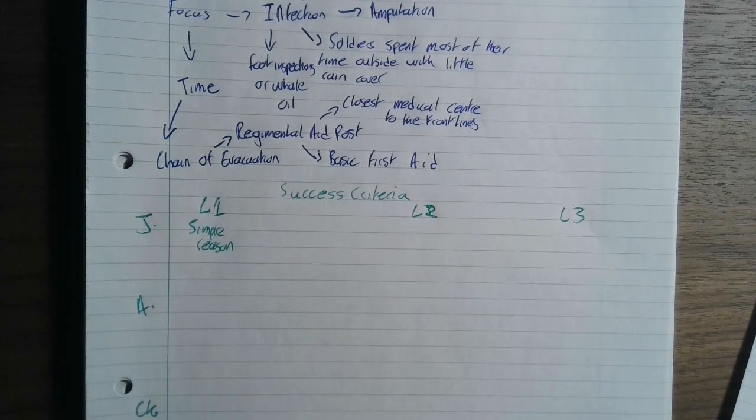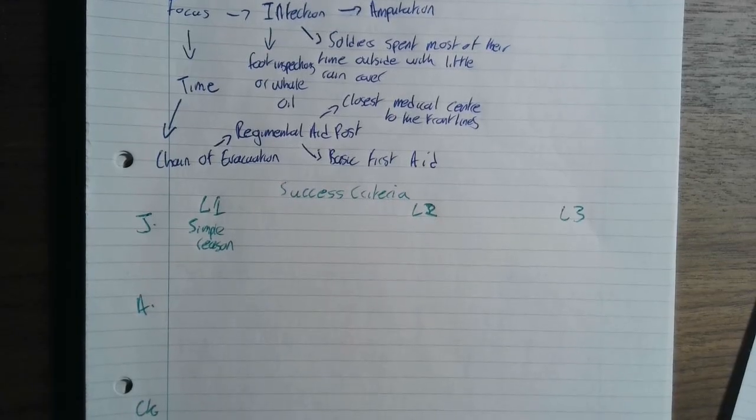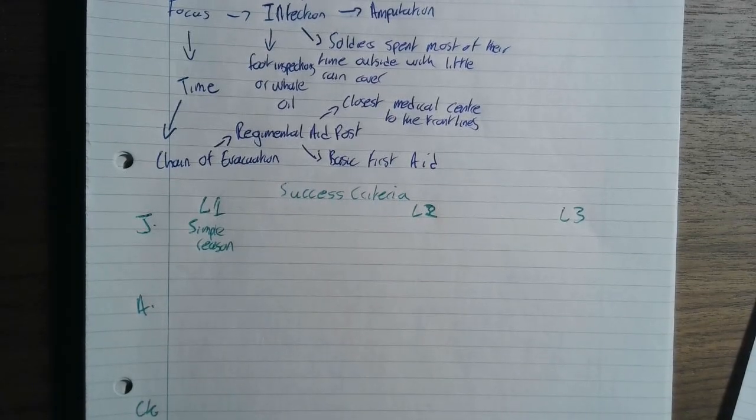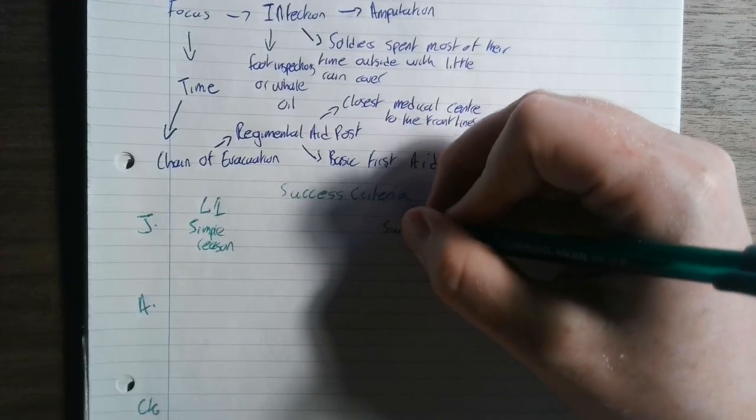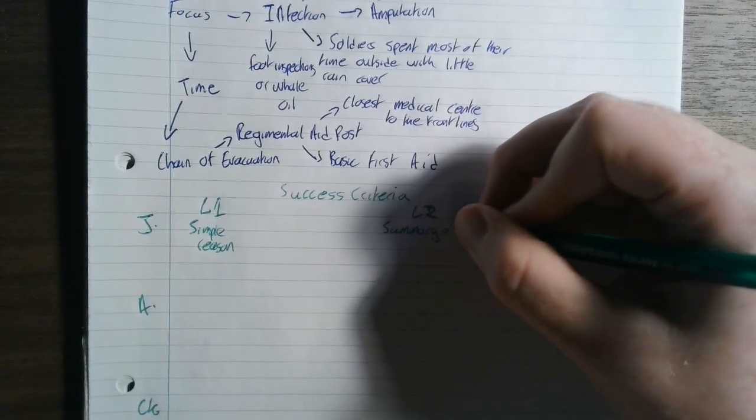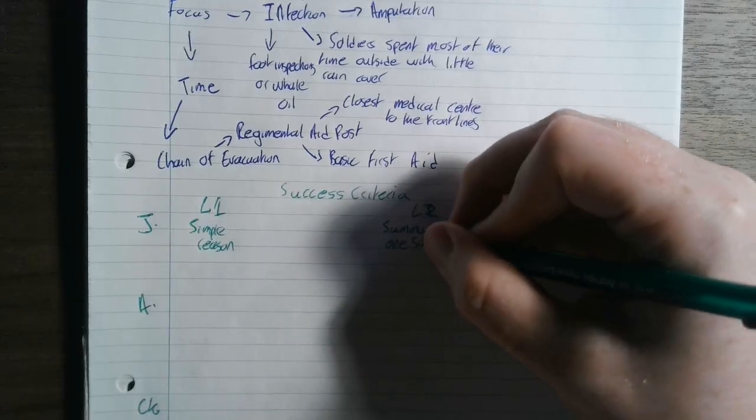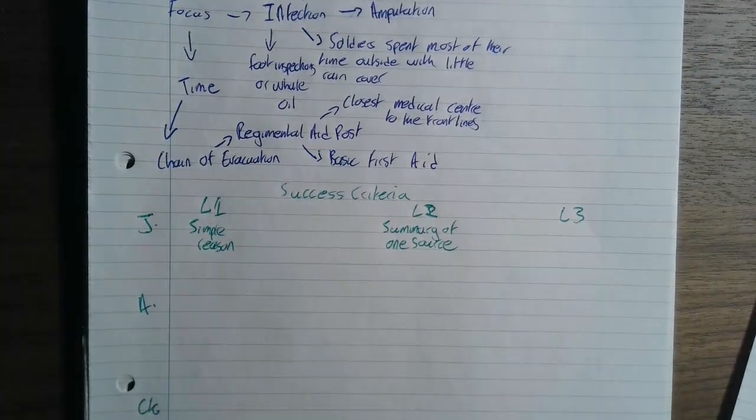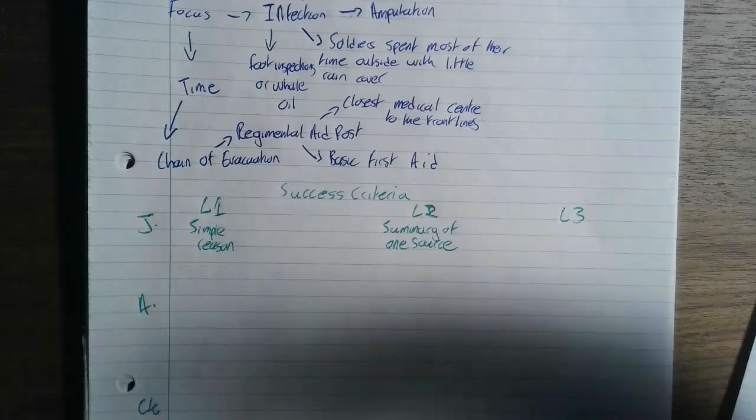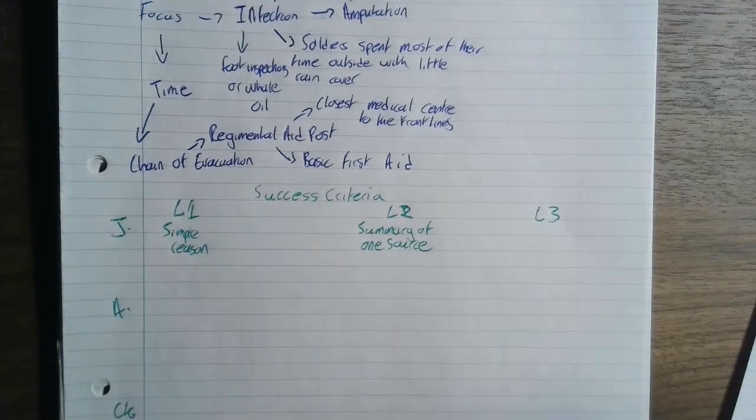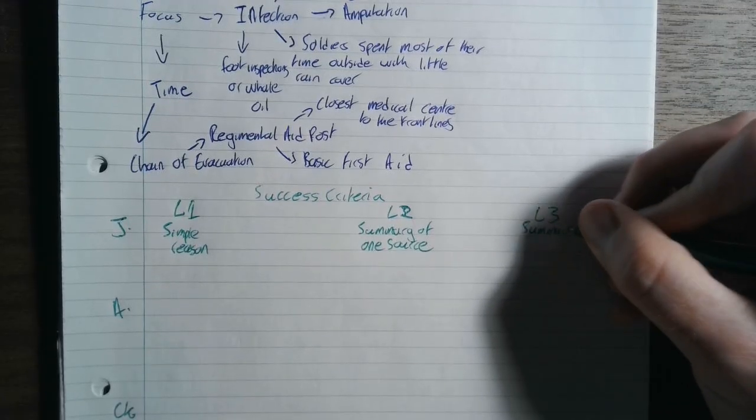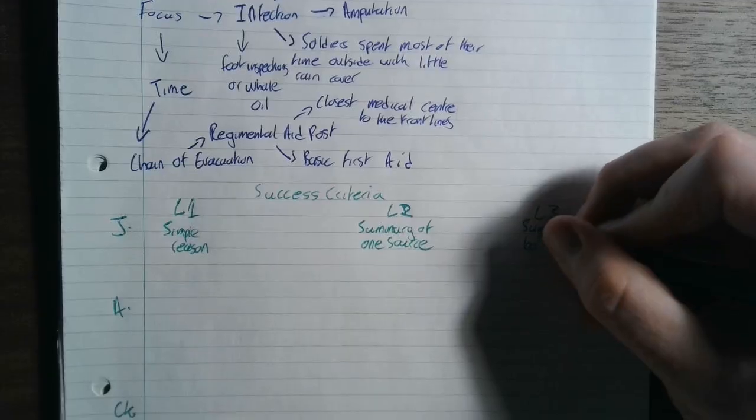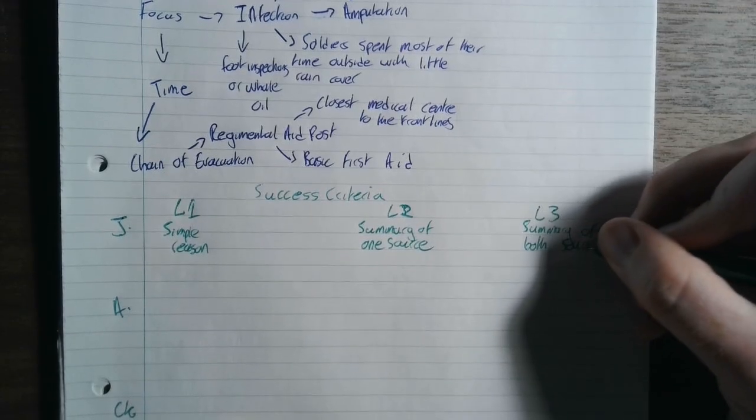For level 2, loads of young people really struggle to start with this question and struggle to say what's good about the source, what can we learn from it? So all I would simply do is go with a summary of one source. By doing that, you are just providing your introduction to your analysis. And then for level 3, it's a summary of both sources. I'll show you what I mean by that in a moment.